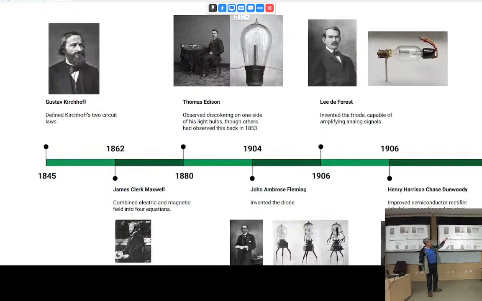And he saw that when he tested his lamps, it would get discolored on one side, but not on the other one. And this is what we call thermionic emission. Because of the heat of the filaments, electrons were being ejected into the vacuum of the lamp. And because Edison didn't like alternating current, he used DC, then there was a positive voltage on one side of the filament and a negative on the other one. So the electrons would all flow and hit just one side of the lamp, right?